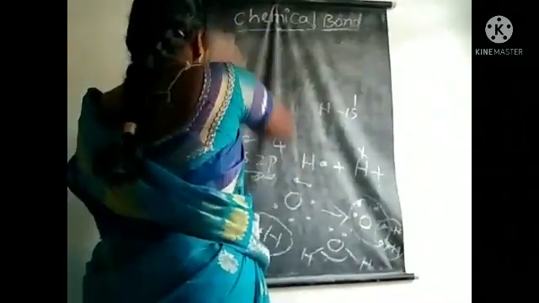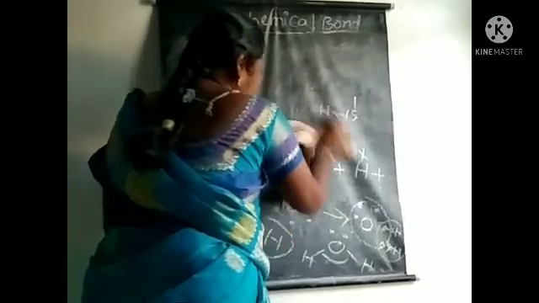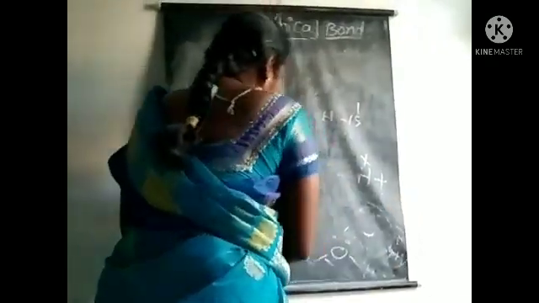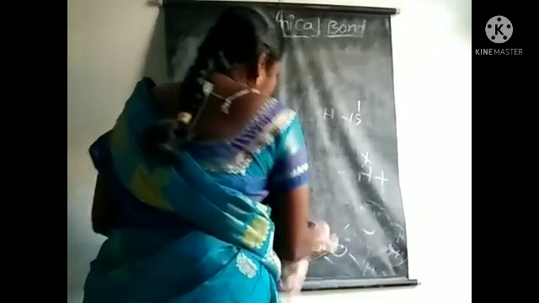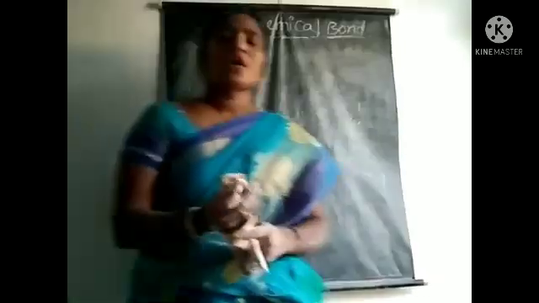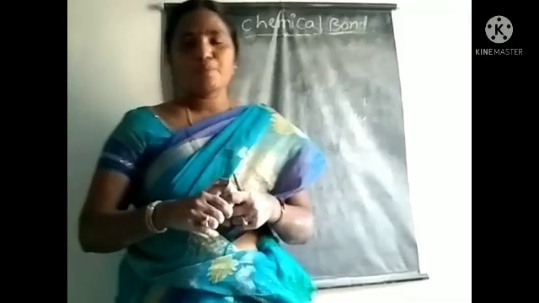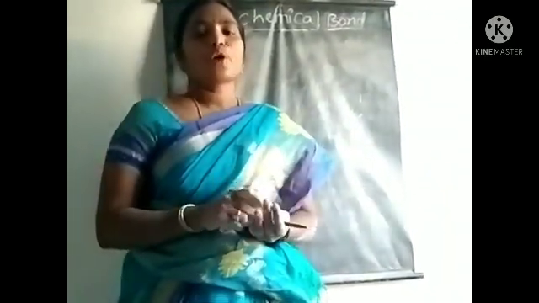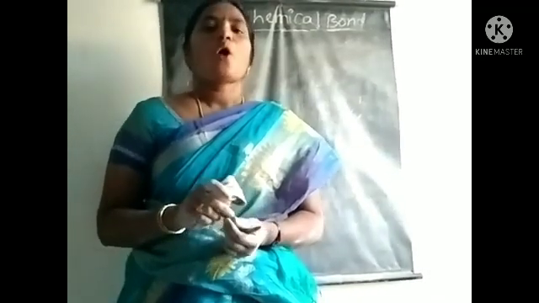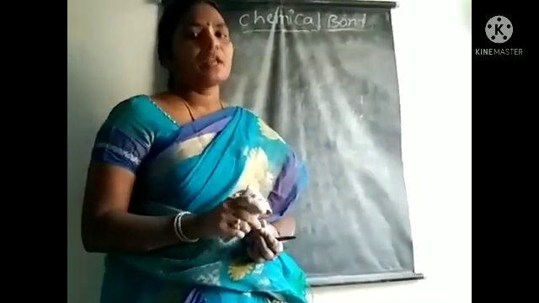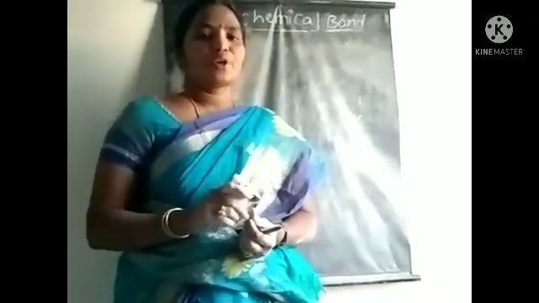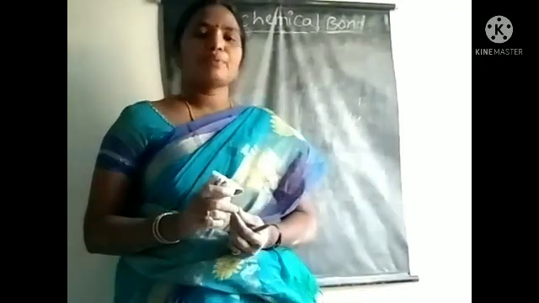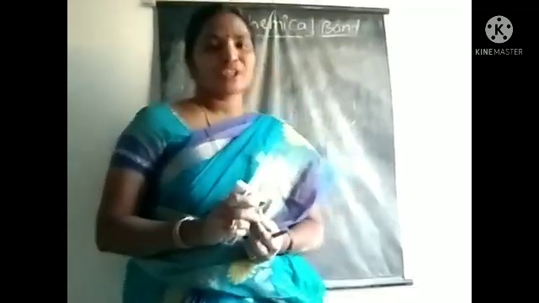Okay, children, today we discussed briefly the chemical bond lesson. In this chapter, we learn about ionic bond, covalent bond, VSEPR theory, that means valence shell electron pair repulsion theory, and examples, bond angle, hybridization, electronic configurations, and shape of the molecules. These are all important for your public examination.